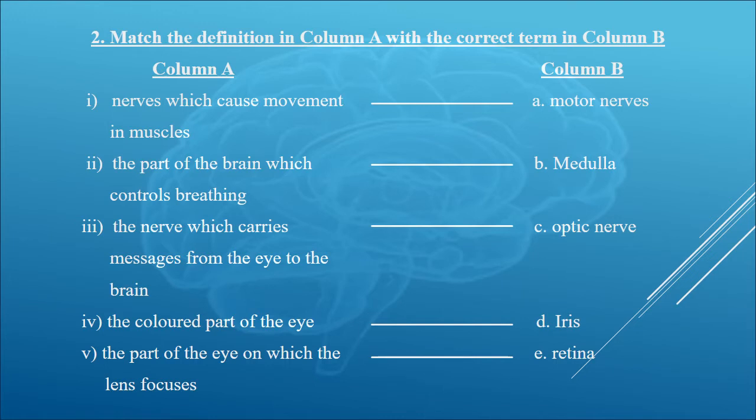Number 2. The part of the brain which controls breathing. Column B. Option B. Medulla. Number 3. Column A. The nerve which carries messages from the eye to the brain. Column B. Option C. Optic nerve. Number 4. Column A. The colored part of the eye. Column B. Option D. Iris. Column A. Number 5. The part of the eye on which the lens focuses. Column B. Option E. Retina.